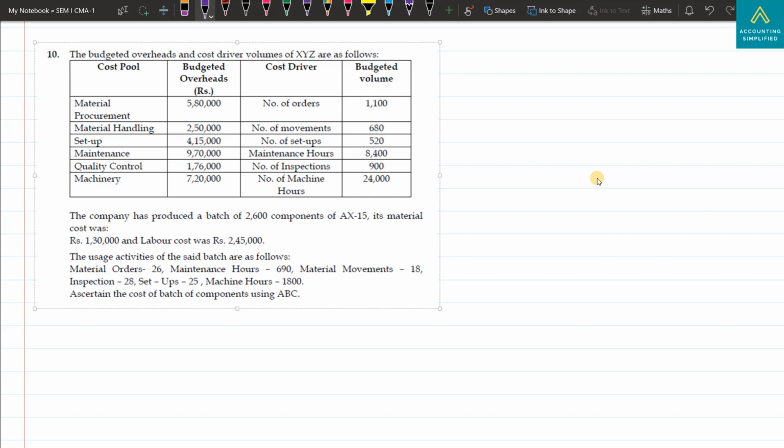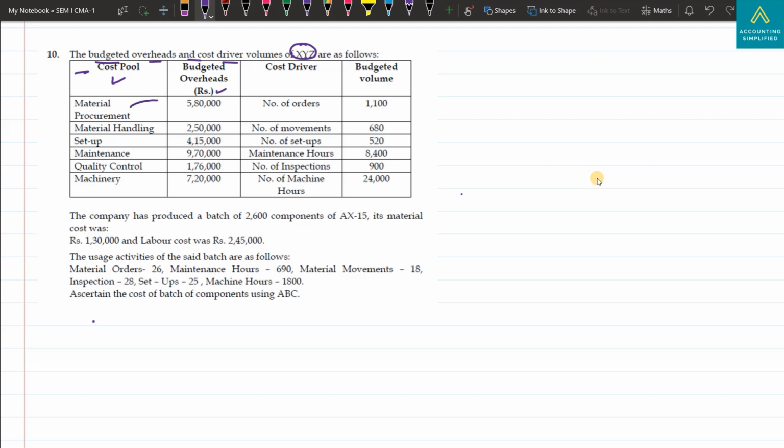Example number 10: the budgeted overhead and cost driver volume of XYZ are as follows. So for XYZ, it is given. It means that the company is producing XYZ. Cost pool means the total cost in various activities given. Budgeted overhead in rupees is given.